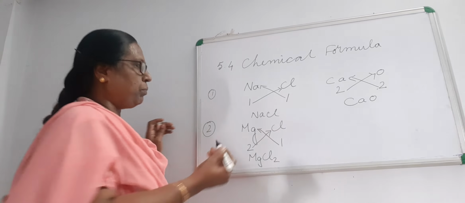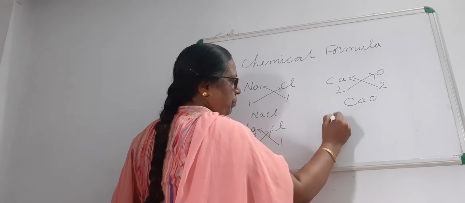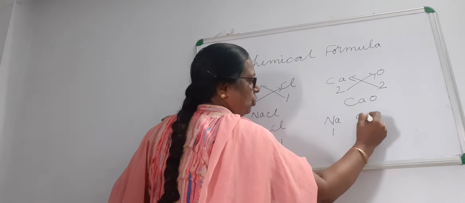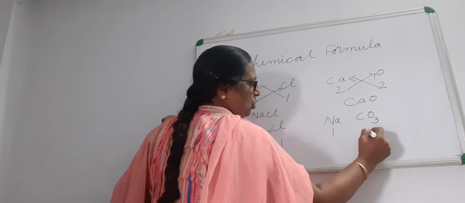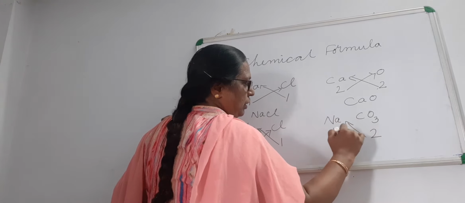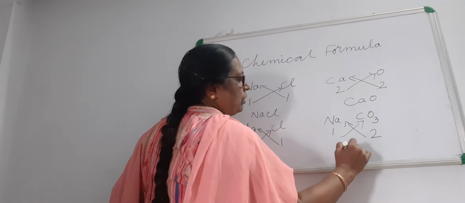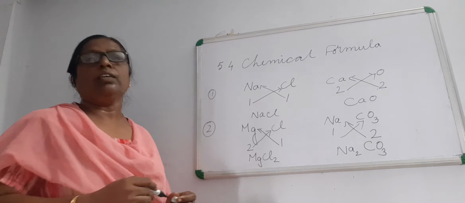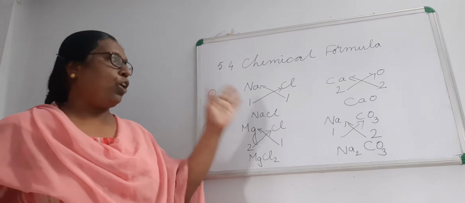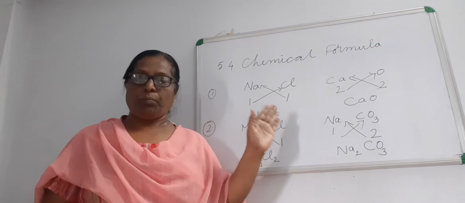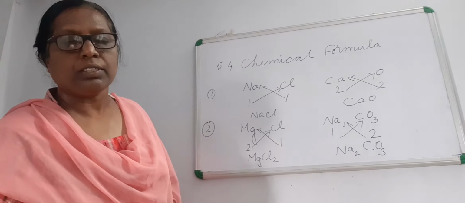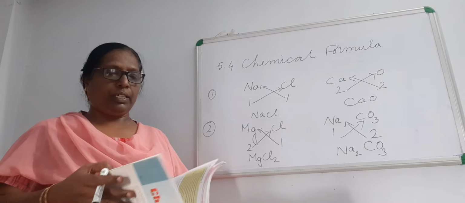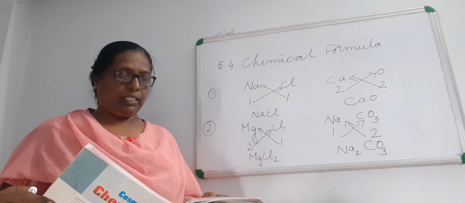And some more examples. Now we will take radicals. Na carries 1, CO3 together will have 2. So Na will come 2 and CO3. So this is the way you have to write the formula of any chemical compound. Some examples or questions are given on page number 75. You will complete them so that you can understand it better.